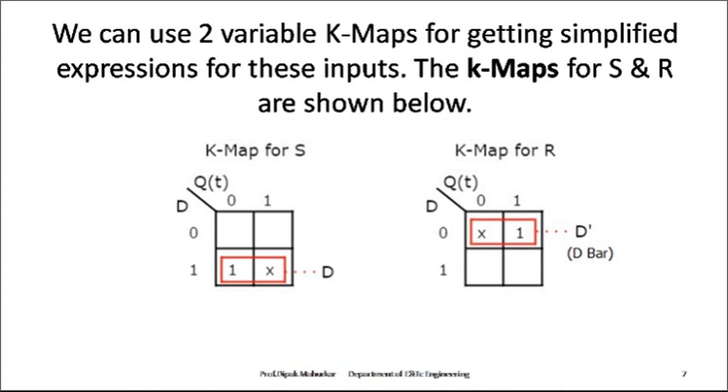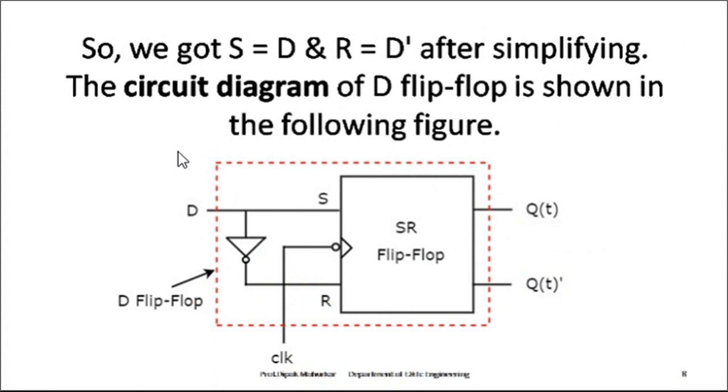After simplification we got S equal to D and R equal to D bar. The circuit diagram of the D flip-flop is shown in the figure. For the SR flip-flop, S is connected to D, and for D bar we use an inverter, which inverts D to D bar and connects it to R. In this way we convert the SR flip-flop to a D flip-flop. The inverter is there, and there is only a single input and clock pulse for the D flip-flop.